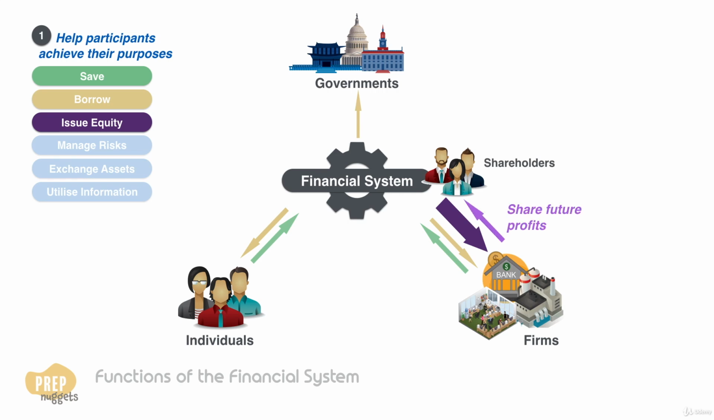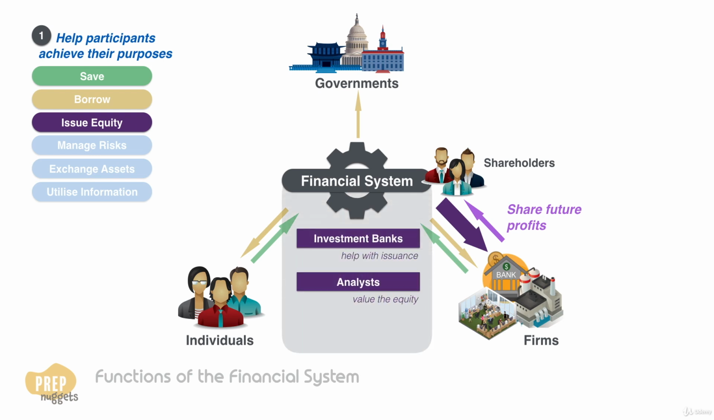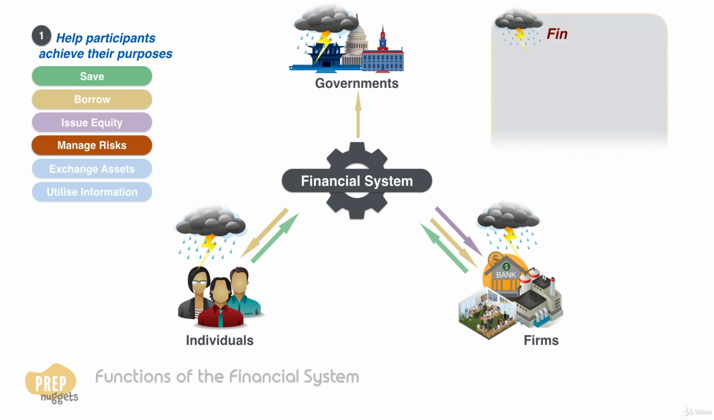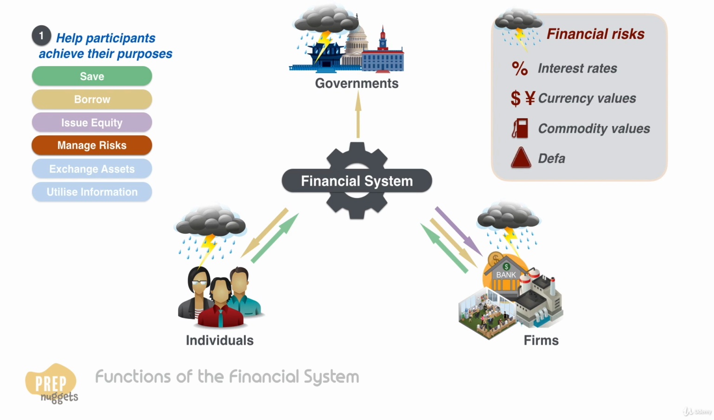The financial system facilitates raising equity capital. Investment banks help with issuance, analysts value the equity, and reporting requirements and accounting standards ensure the production of meaningful financial disclosures. Many individuals, firms, and governments face financial risks that concern them. Such risks include changing interest rates, currency values, commodity values, and defaults on debt, among other things.